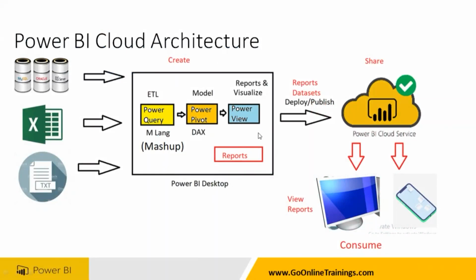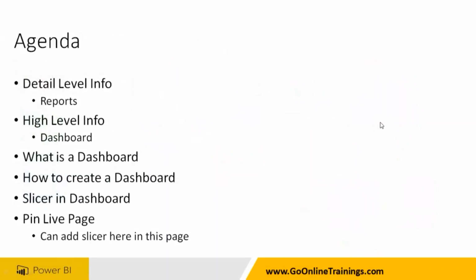Only a data set or a report can be created here. Only two things you should be able to create, but in the service you should be able to create a dashboard, right? So detailed level information is available in reports. High level information is available in the dashboard. A dashboard is where you check and see the high level data. How to create a dashboard, we'll see. And slicer is one visualization we cannot place in the dashboard. But if you wanted to place a slicer, you can have it in a live page, not in the existing dashboard. This is one interview question that we'll discuss.